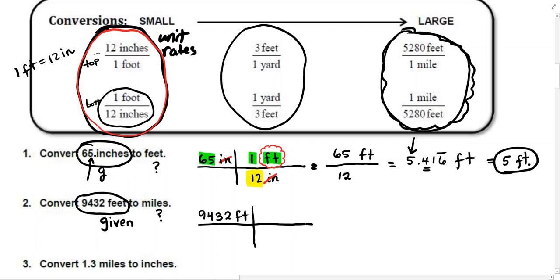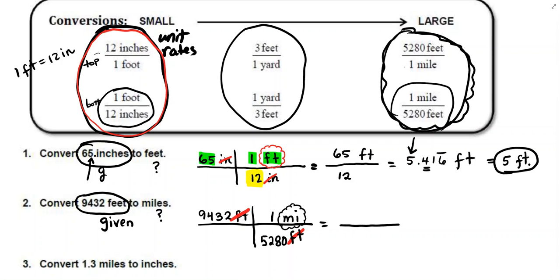Okay, whichever unit rate we pick, it has to be the one that has feet at the bottom. So between these two, which one has feet on the bottom? The top one has miles on the bottom. The bottom one has 5,280 feet on the bottom. So here we go. 1 mile, 5,280 feet. Feet are going to cancel. Let me get a different color pen. There we go. And we have the unit that we wanted, miles, right?